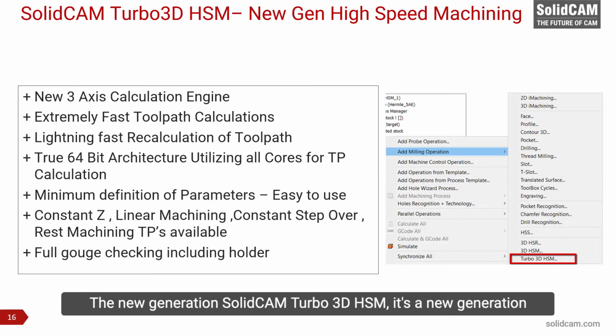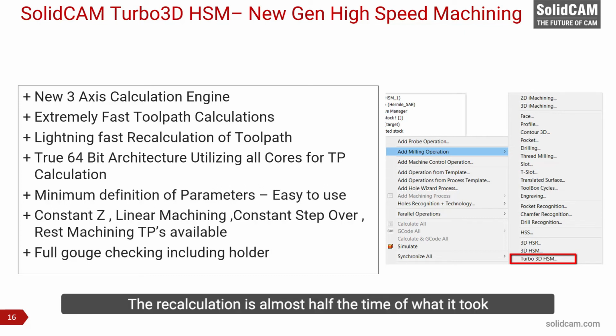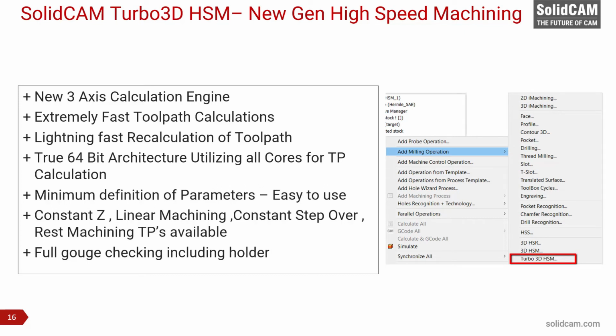The new generation SolidCAM Turbo 3D HSM is a new generation of high-speed machining functions. Extremely fast toolpath calculations. You have to see it to believe it. Lightning fast recalculation of the toolpath. Assume that you have done a toolpath with, let's say, 0.5 step over and you would like to change the step over from 0.5 to 0.4. The recalculation takes almost half the time of what it took for the original calculation.